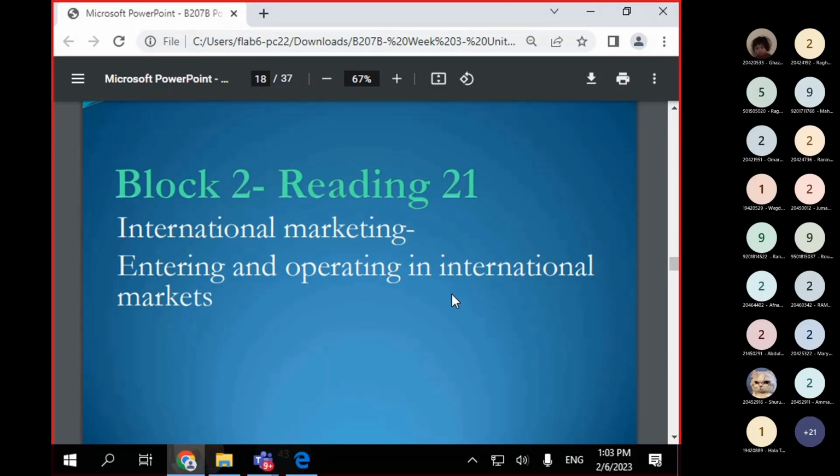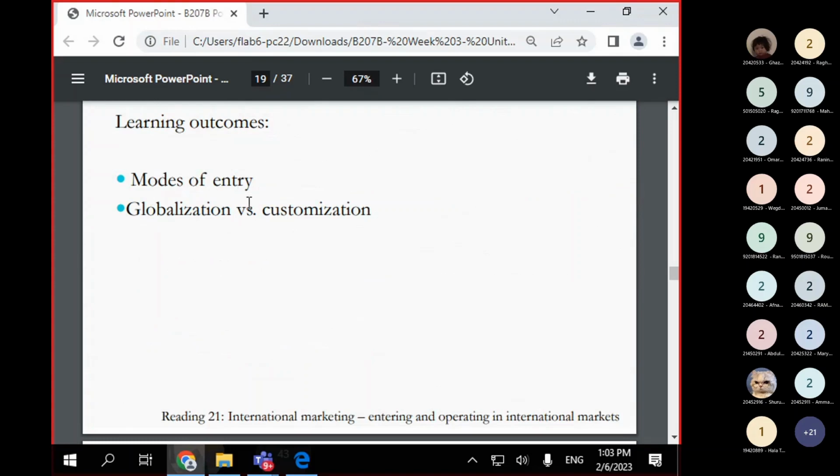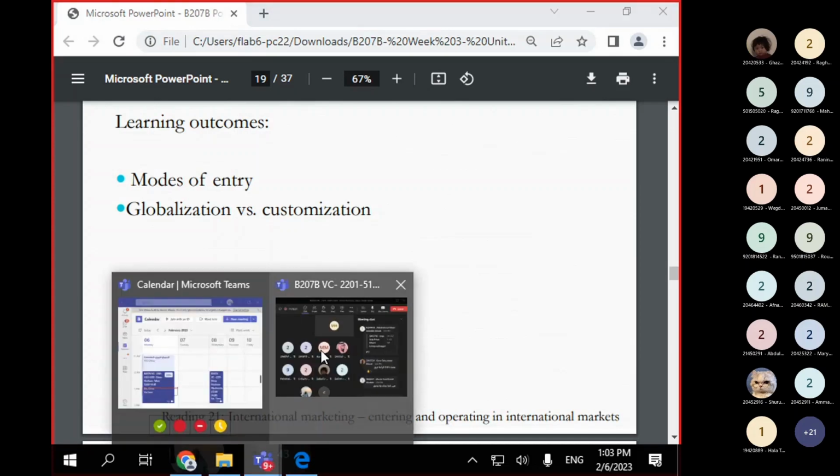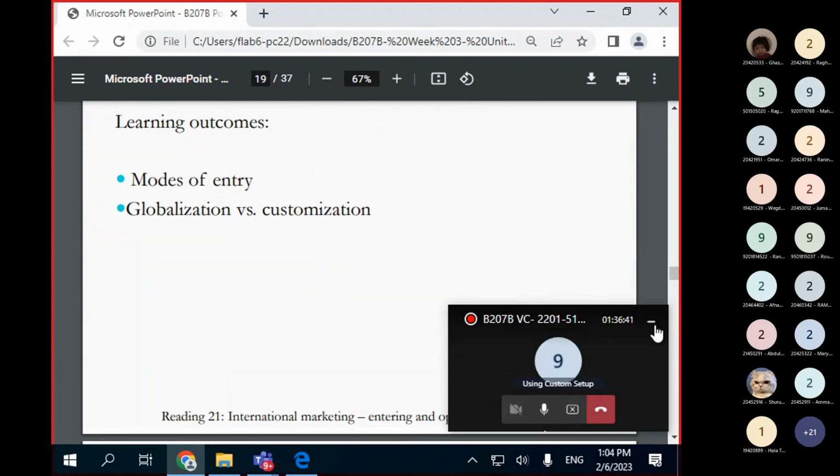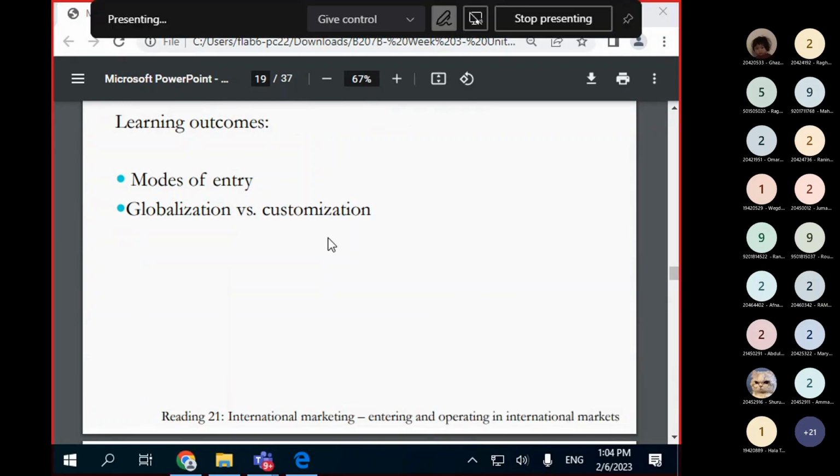Today's lesson. We are still in marketing, international marketing. Now we will look into the ways, the modes of entry that organizations use to enter new markets. There is not only one way to enter a new market. There are various ways to enter the new markets. Okay. So what are the modes of entry?